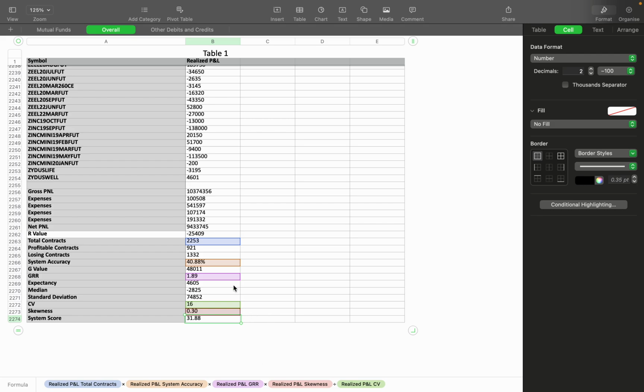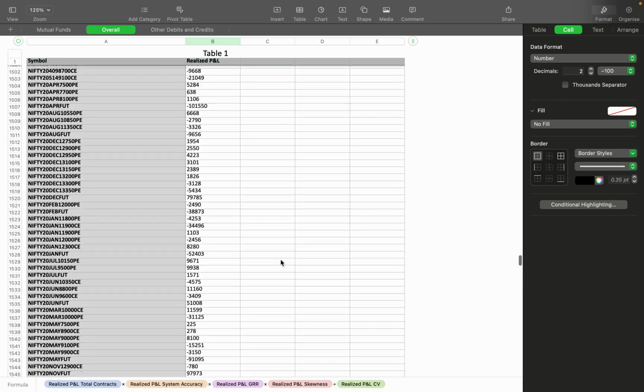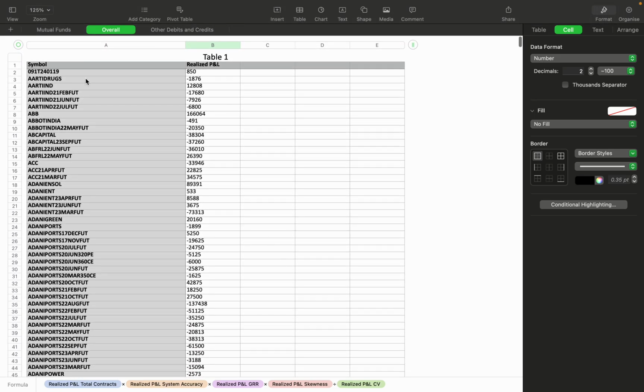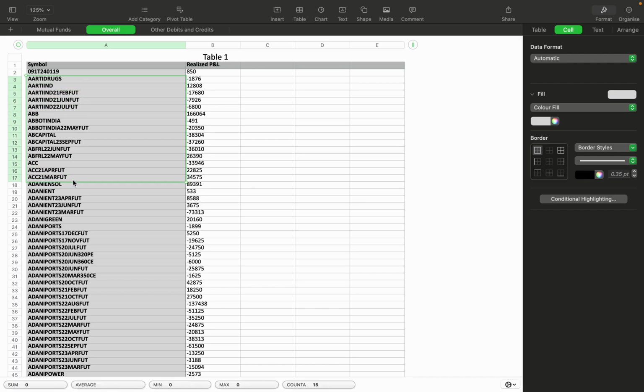So in general, the greater the number of contracts, the more accurate the system, the better the risk reward ratio, the greater the skewness and the lower the coefficient of variance, the better the system. And this is actually what is factored into this. And the utility of this is that I can select, for example, to only look at my performance on say these 15 stocks or only 100 stocks, or I want to select a particular date range.